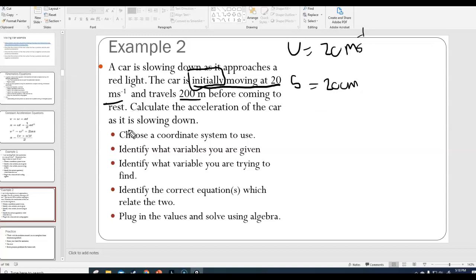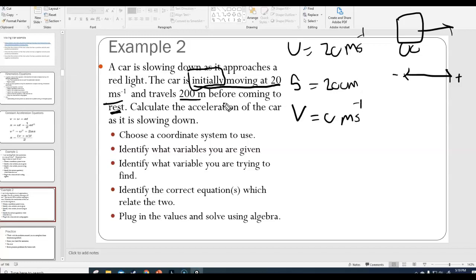Well, all I have to do is establish a coordinate system where whichever way the car is moving is the positive direction. So if the car is moving to the right, I just make up a coordinate system where right is positive and left is negative. I can do that. So the displacement, that's an S, by the way. I know it looks like a 5 because of my handwriting, but that's an S. The displacement S equals 200 meters. Before coming to rest means it's going to stop, so the final velocity is 0 meters per second. And I am asked to calculate the acceleration, so A is my unknown.